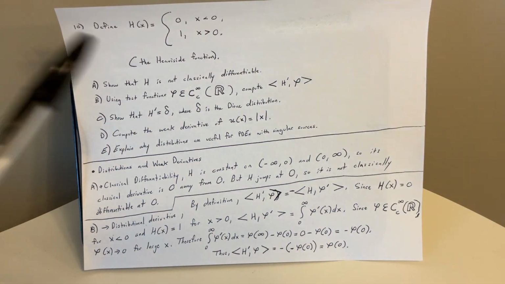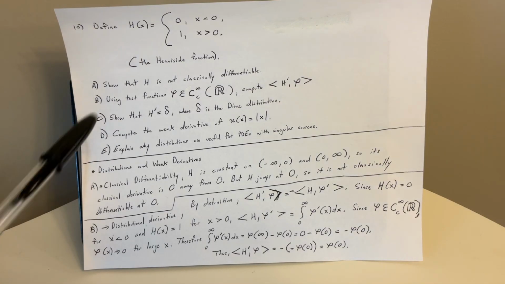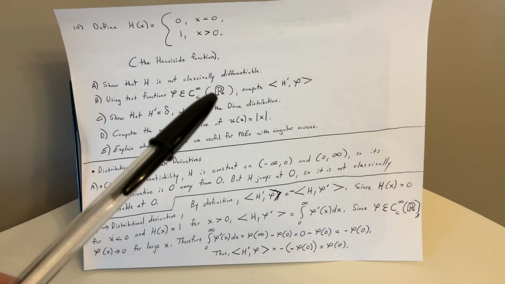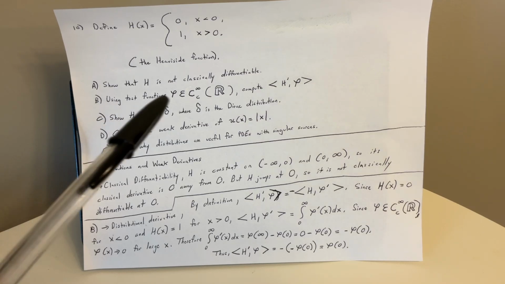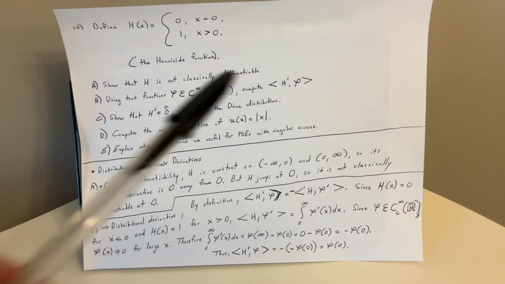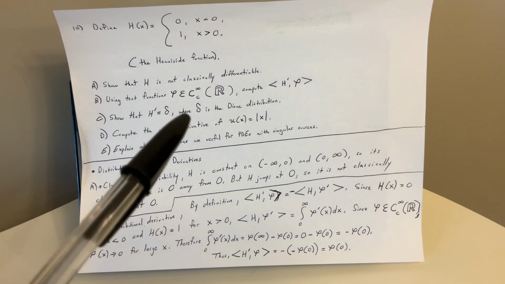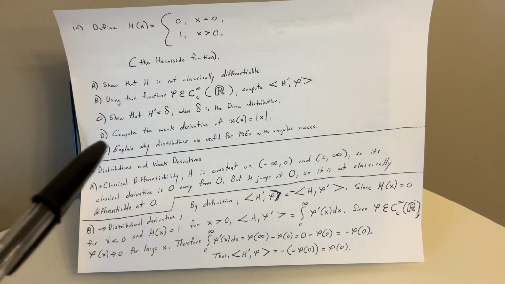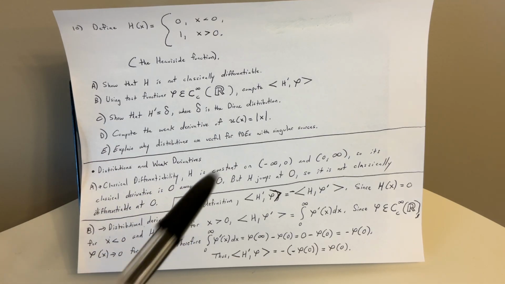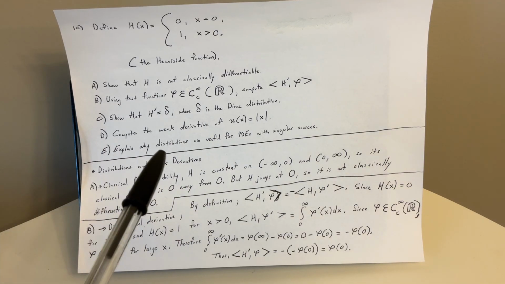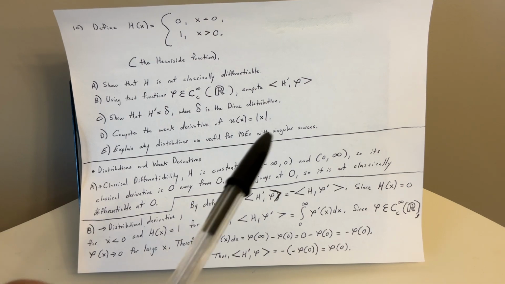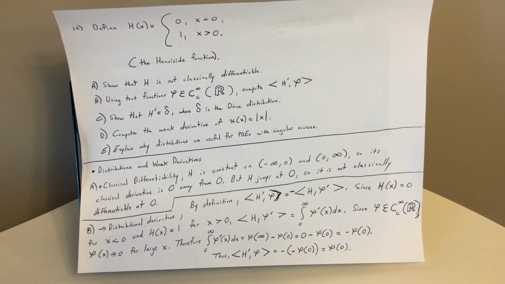So we're given this Heaviside function, very famous. Show that H is not classically differentiable. B, using these test functions, we're going to compute H prime of phi. Show that H prime equals delta, where delta is the Dirac distribution. C, compute the weak derivative of u of x equals absolute value of x. And explain why distributions are useful for PDEs with singular sources. And please forgive me for my poorly drawn delta and some of my very poorly drawn variables. Sorry about that.